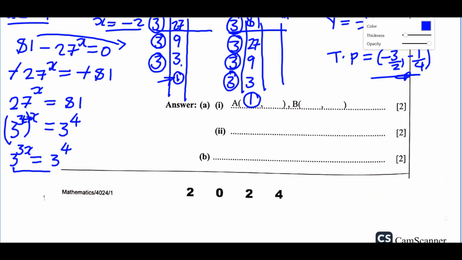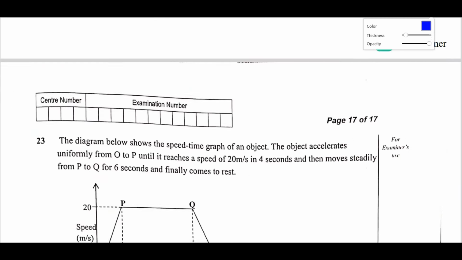Since the bases are the same, therefore the powers must also be the same. So we can now equate the powers. So I'm going to say 3x is equal to 4. We divide by 3. We divide by 3. What's our x? X is 4 over 3. So that's how we can solve this equation. We move on to now the last question.